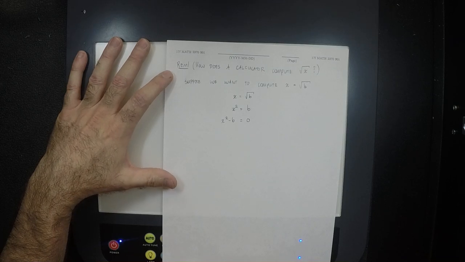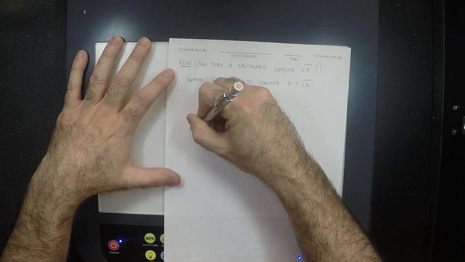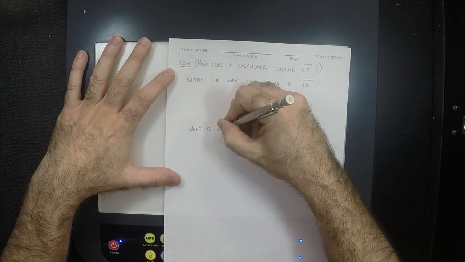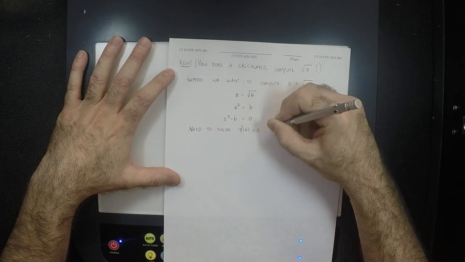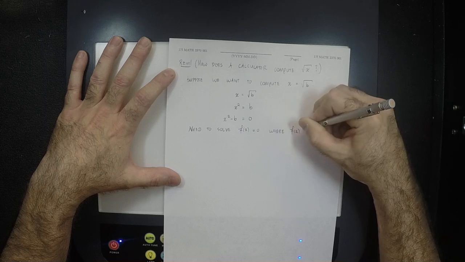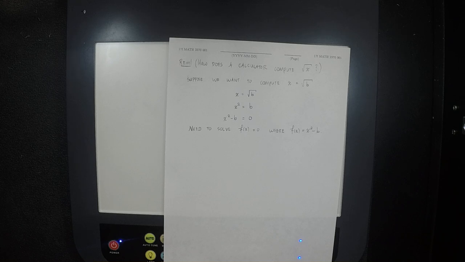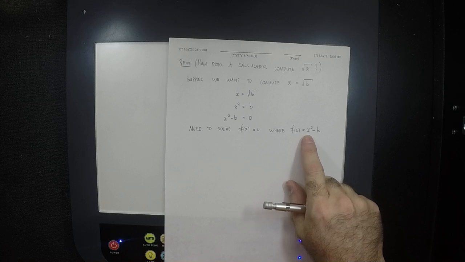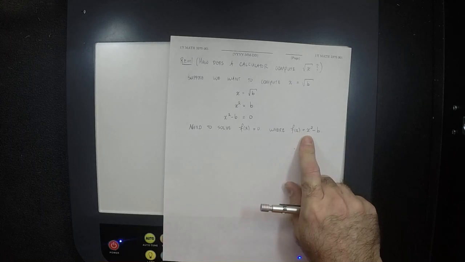So in a sense, we need to solve f of x equal to 0, where f of x is x squared minus b. So if we could do that, then we would have the answer to what's the square root of b. Because that would answer what you need to square so that when you subtract b, you get 0. The answer to that question is the square root of b.